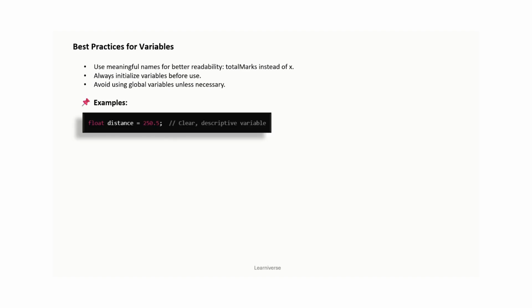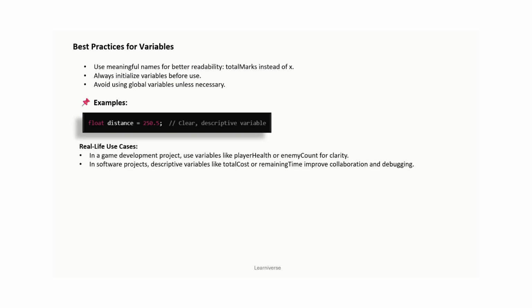So now I would also like to highlight best practices for variables. Here are some tips. Use meaningful names for better readability. For example, total marks is better than just X. And always initialize variables before using them. And then limit the use of global variables. So this is one example where we have a meaningful name, a clear and descriptive variable. Distance is a clear and descriptive variable. So like this we have to name while naming the variable.